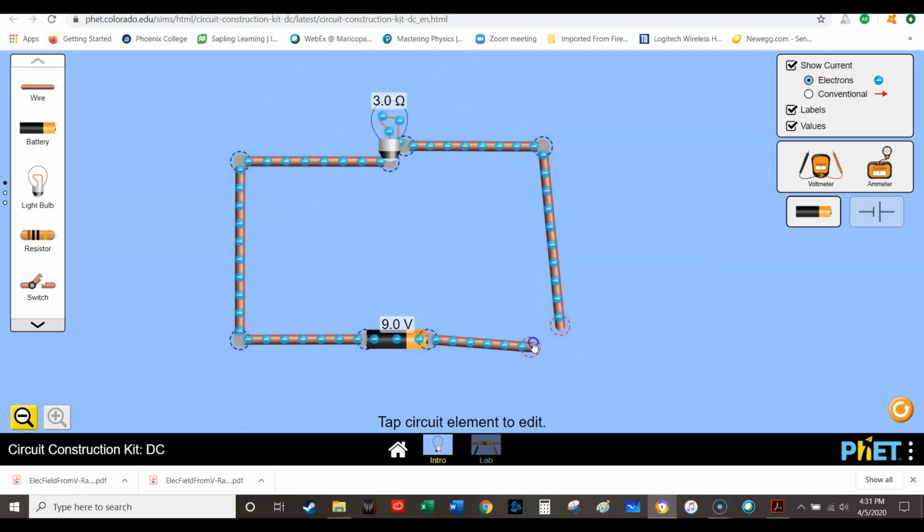Yeah, I'm going to go ahead and break it so there's no potential drop. That means electrons aren't moving. So this is the positive side of the battery. This is the negative side of the battery. The electrons already exist in the wire.